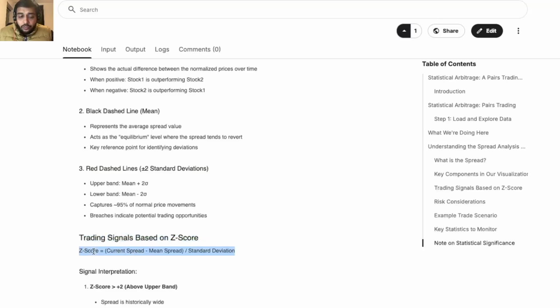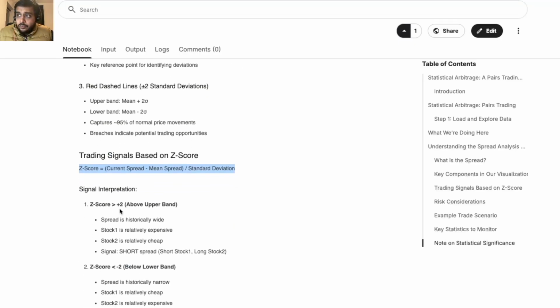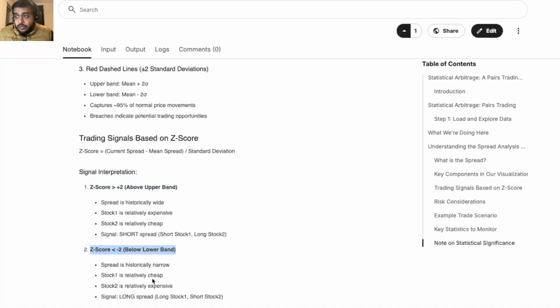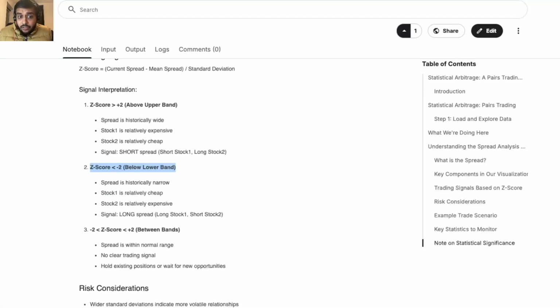The z-score is the current value minus the mean divided by the standard deviation, which tells me how far the spread is from the mean. If the z-score is greater than 2, we are above the upper band, and if it is less than minus 2, we are below the lower band, and based on the z-score we have different trading signals. For example, a z-score of plus 2 means we sell the expensive stock and buy the cheap one, and if it is minus 2, we long the spread. It means we buy the cheap stock and sell the expensive one.